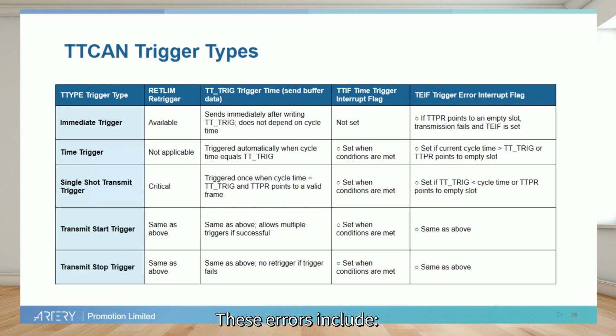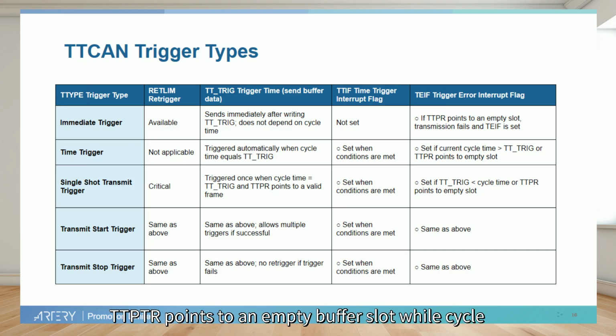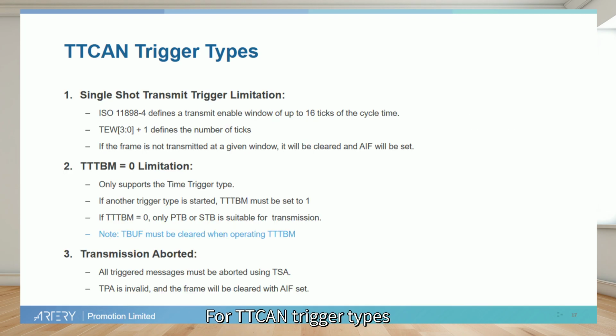These errors include: the TT_trig trigger time is lower than the current cycle time. TTPTR points to an empty buffer slot while cycle time equals to the trigger time. For TTCAN trigger types, there are several points to be emphasized.